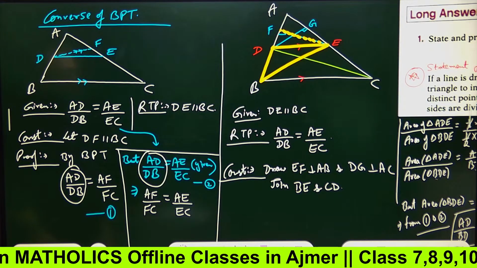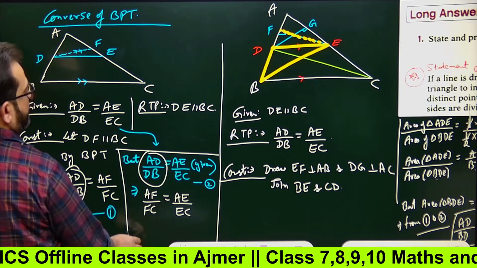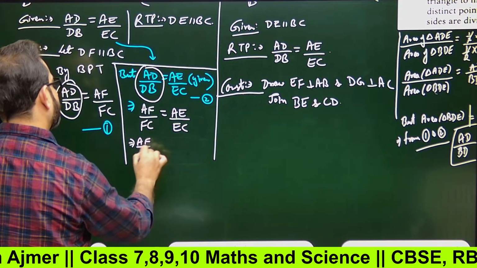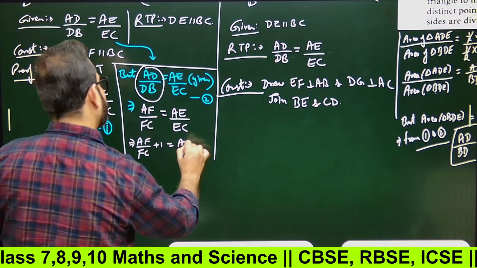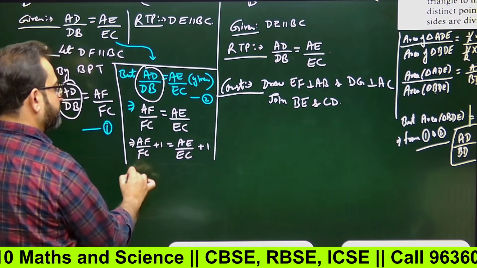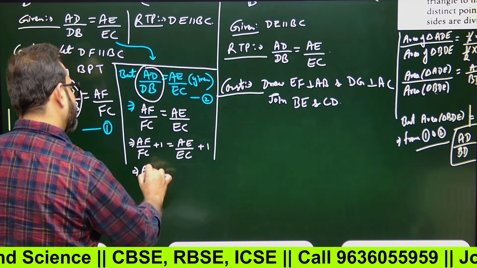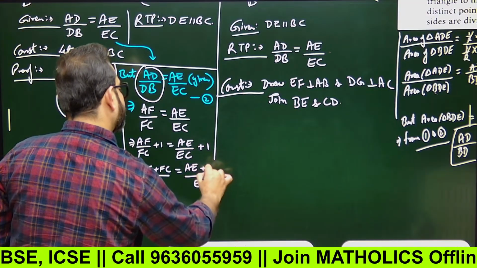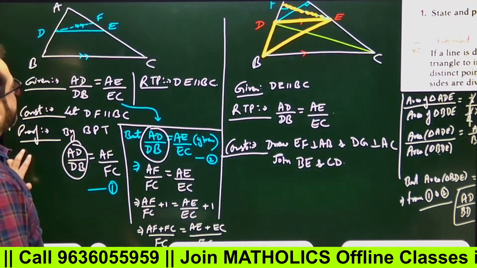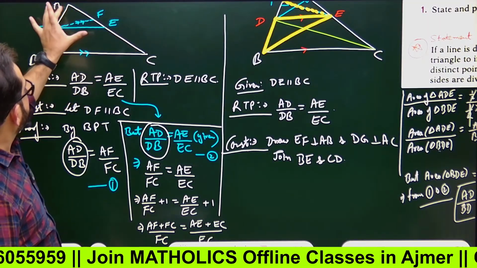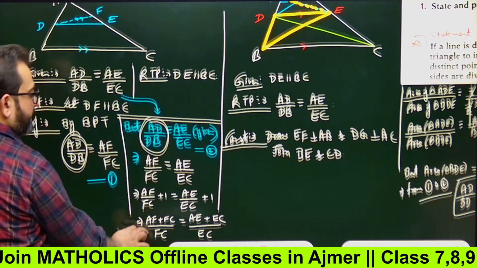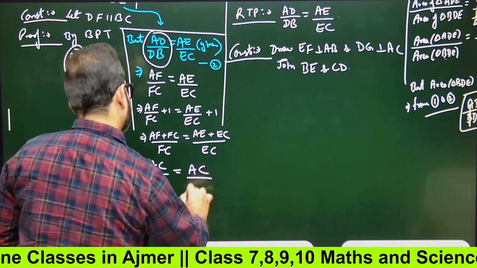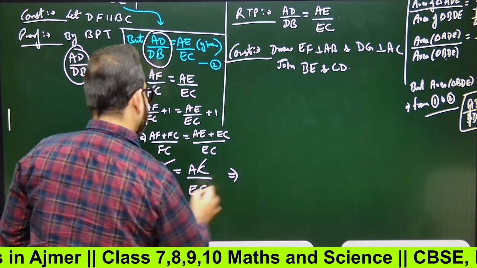Yes. So if you add 1 on both sides, now see what changes here. It implies AF upon FC plus 1 is equals to AE upon EC plus 1. We have added 1 on both sides. FC is the LCM. So AF plus FC is equals to, EC is the LCM, so AE plus EC. Can you see what is AF plus FC? AF plus FC is AC. AE plus EC is also AC. So we'll write AC upon FC equals to AC upon EC. AC got cancelled. It implies what?